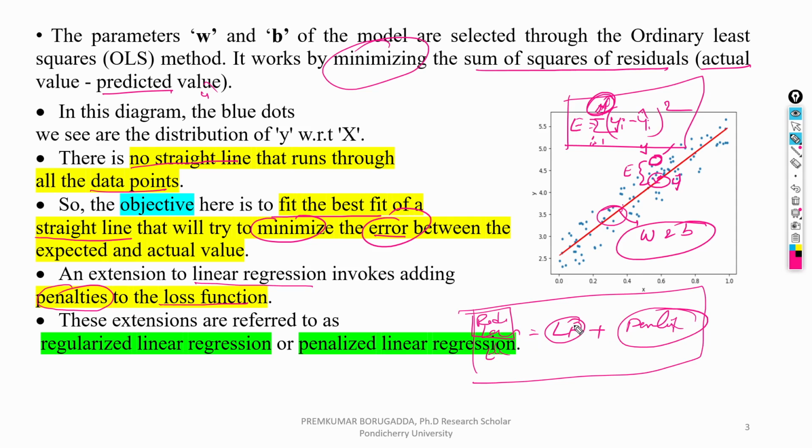So for the loss function, you are supposed to add some kind of penalty. This concept is called regularized linear regression, or what is also called penalized linear regression.